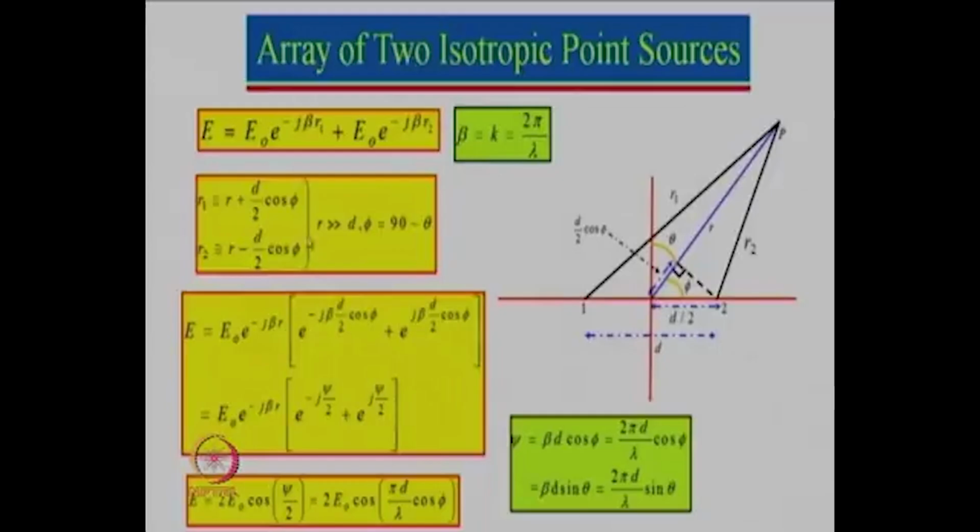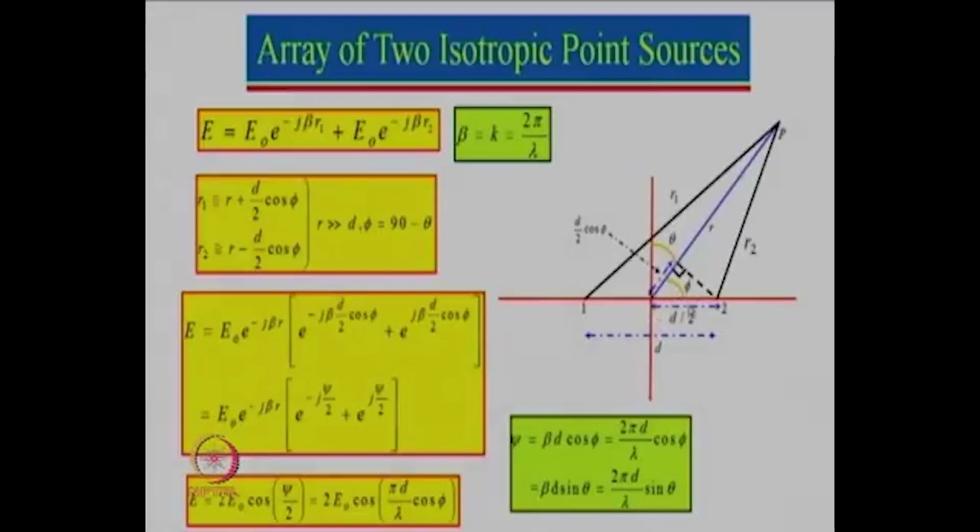Now since r is much larger than d, we can use an approximation, and that approximation is that r1 can be said approximately equal to r plus d by 2 cos phi, and r2 will be r minus. So just to look at here, this is r2 here, and r is the distance from the origin. So r2 can be drawn over here, and this distance will be half of the total distance, which is d by 2. This angle is phi.